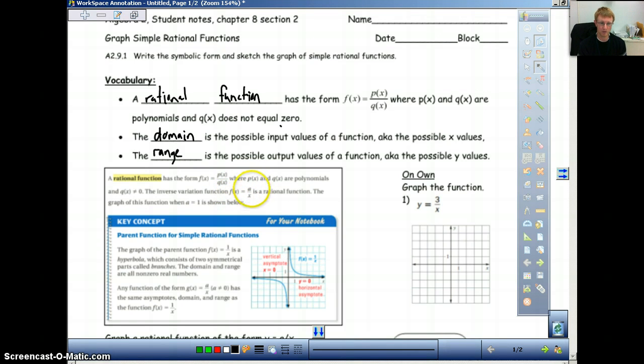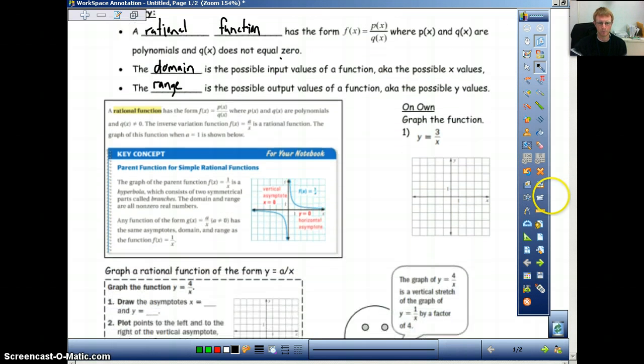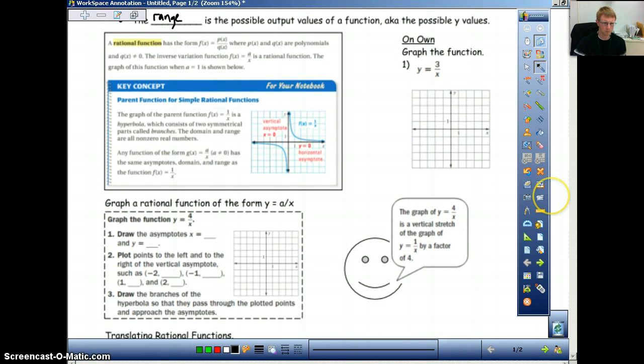Even though it's just a number, it doesn't mean that it's not a polynomial. A polynomial can just be a number. It's just that the more complicated ones are going to have variables on top and variables on the bottom. But we're going to start with the basic parent function for these rational functions. So what you see in this example right here is 1 over x. Here are the things that you have to know about the parent function.